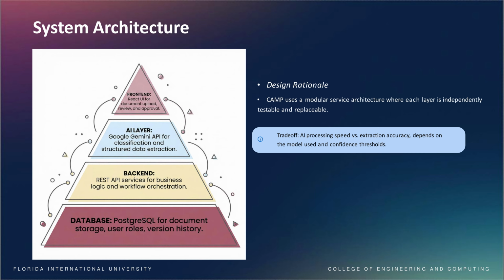For the backend, we use REST APIs for the logic and handling communicating with the database. For the AI layer, we use the Google Gemini API for classifying the documents and extracting the data. And for the front end, we use the React library.